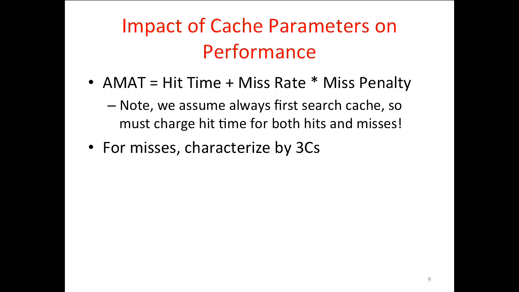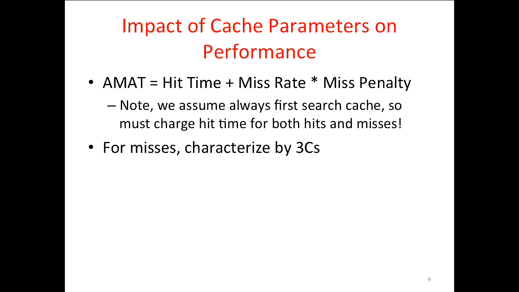Okay, so what I'll do now is revisit what we did last time about the effect of these parameters on cache performance. And we had this formula for AMAT, the average memory access time. That's the hit time plus miss rate times miss penalty. I saw a few posts on Piazza. People were asking why do you always have hit time? Why isn't that hit time times one minus miss rate?